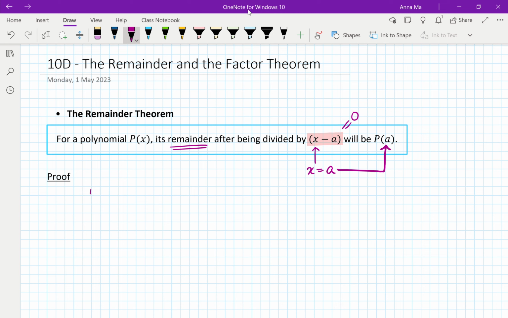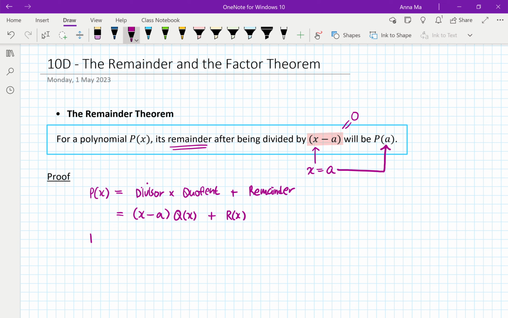Now to prove that, we know that any polynomial can be written as its divisor times the quotient plus remainder. We've done that in the last lesson. And in this case, we're calling the divisor a linear factor x minus a. So I can replace the divisor with x minus a. And then I'll just simply write the quotient as q of x and remainder as r of x.